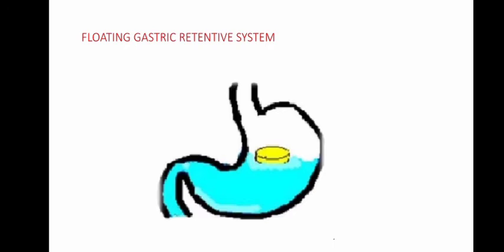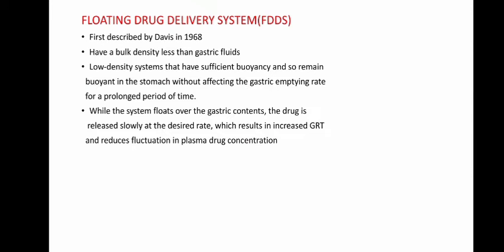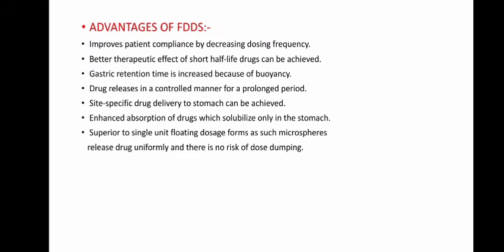Floating drug delivery system. Floating drug delivery system was first described by Davis in 1968. It has a bulk density less than gastric fluids. It is a low density system that has sufficient buoyancy and so remains buoyant in the stomach without affecting the gastric emptying rate for a prolonged period of time. While the system floats over the gastric contents, the drug is released slowly at the desired rate, which results in increased GRT and reduces fluctuation in plasma drug concentration.